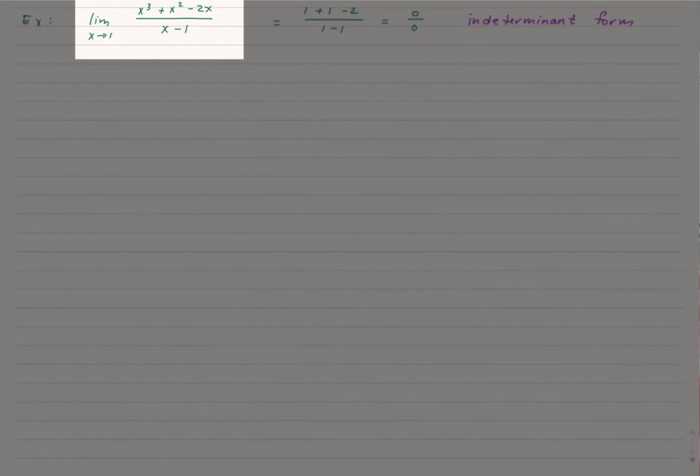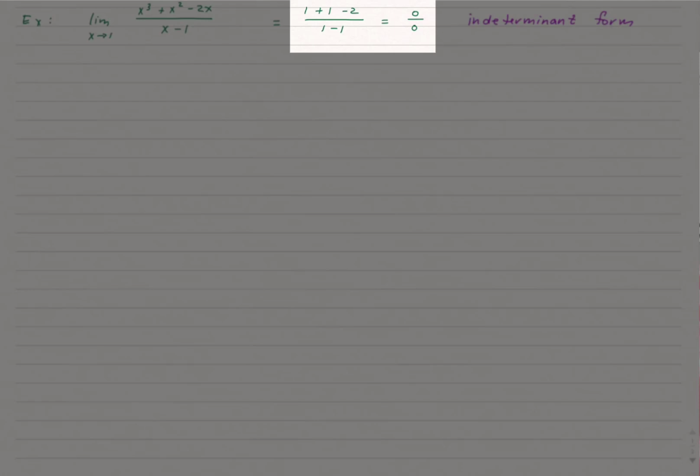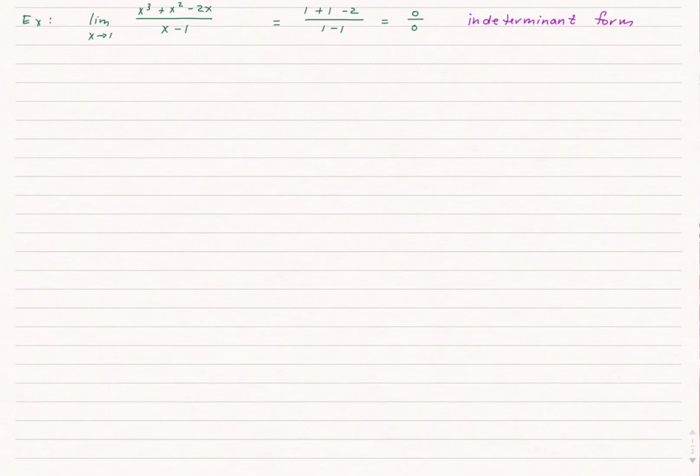If I take the limit as x approaches 1 of x cubed plus x squared minus 2x divided by x minus 1, if I substitute x equal to 1, I end up with 0 divided by 0. I've already explained that this is a form I can use L'Hopital's rule in, and I'm going to use the phrase indeterminate form. If I have something in the form 0 over 0, this is considered indeterminate. That means I can use L'Hopital's rule. Let's go ahead and do that.